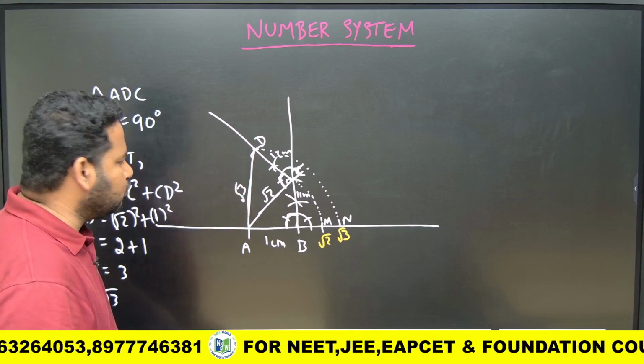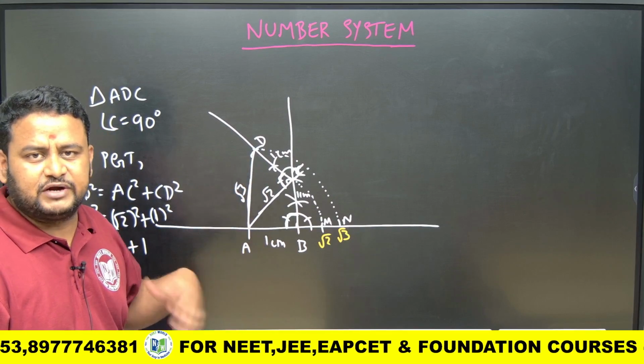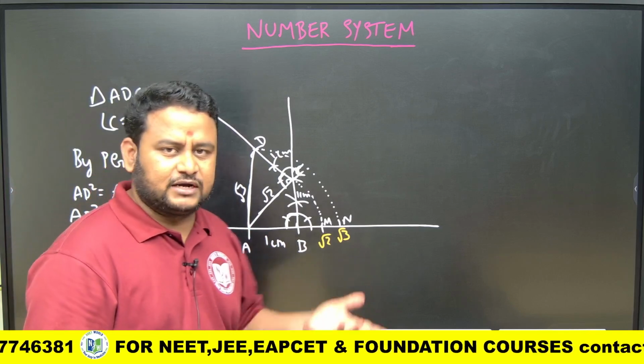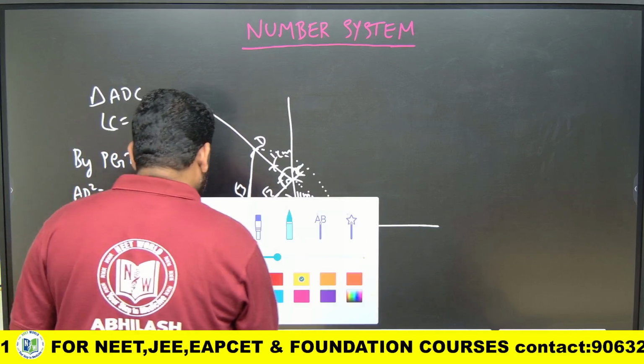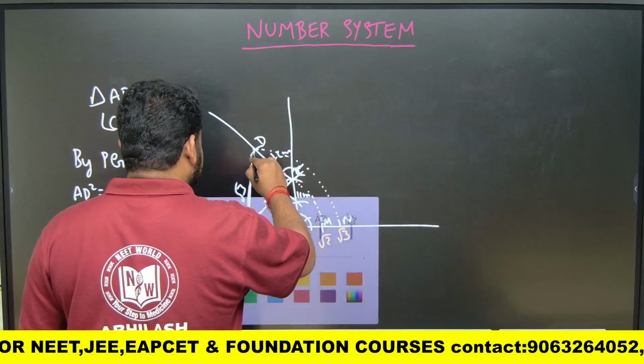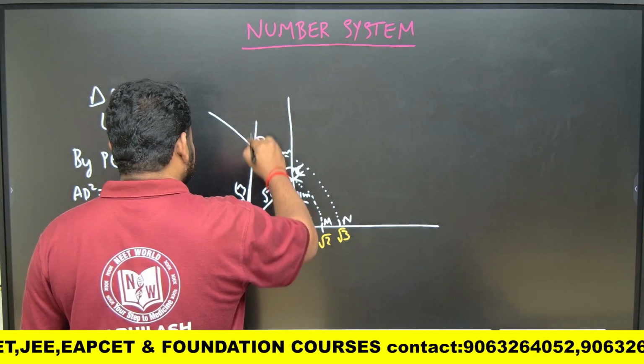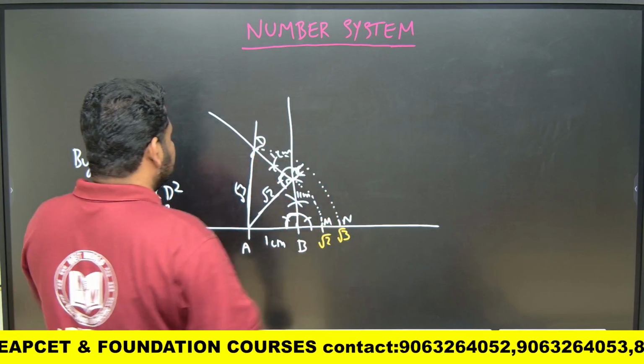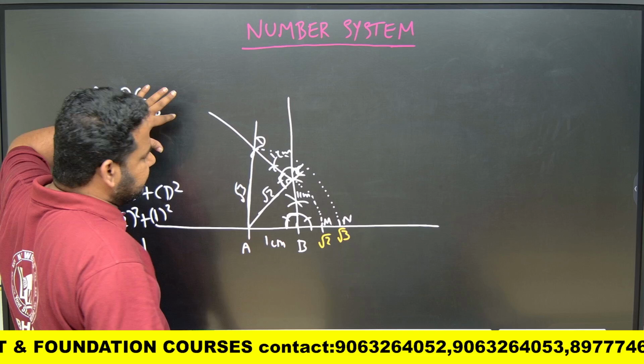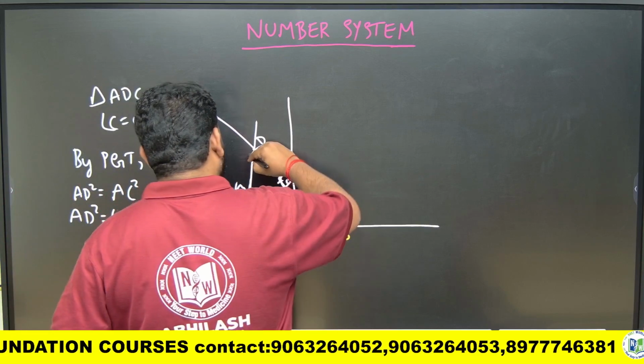Now let us see how to get root 4. After root 2, root 3, what is the next number? That is root 4. How to get root 4? Let us see, friends. So see here, again same procedure. From here this point I will extend. From here I will try to get one 90 degree line. From point D, I want one 90 degree line.